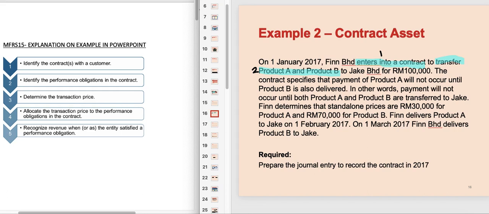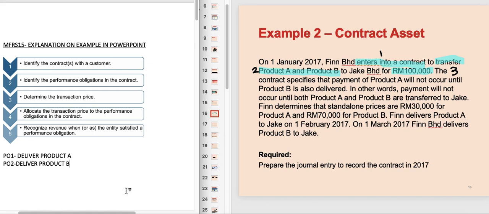So Fin determined that the stand-alone prices are 30,000 for product A and 70,000 for product B. But where is the transfer price? This is the transaction price. 100,000 is transaction price. So this is step number 3, identify the transaction price. But because you have two PO, your PO1 is deliver product A, and your PO2 is deliver product B.